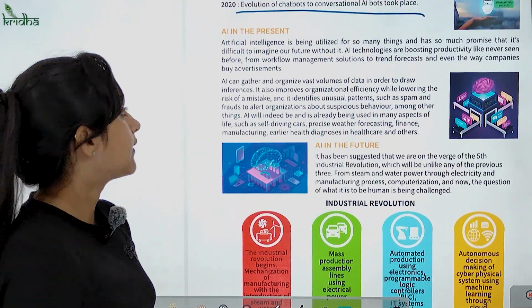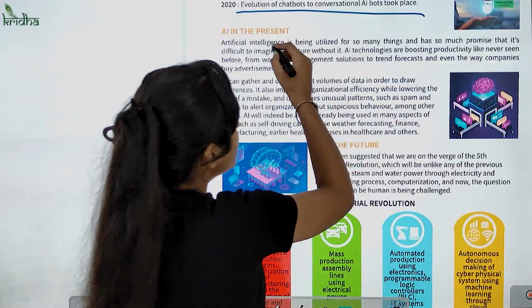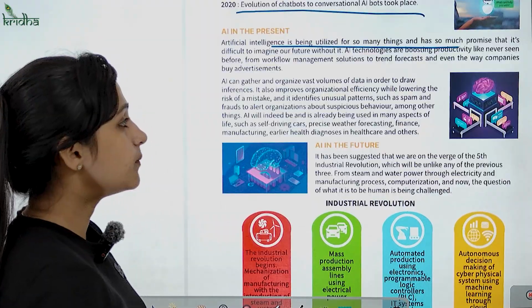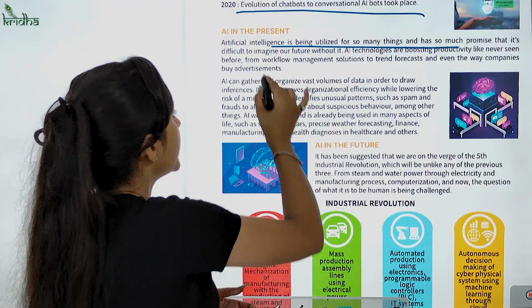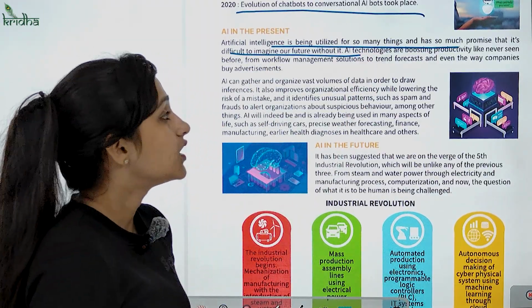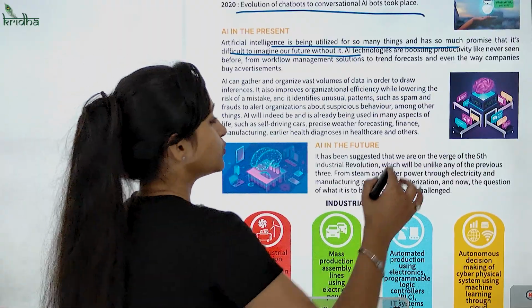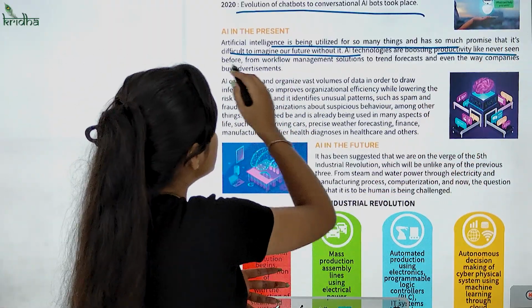अब AI क्या कर रहा है? Artificial intelligence is being utilized for so many things. बहुत सारी चीजों के लिए हम यूज करते हैं, and so much promises that it's difficult to imagine our future without it. हम AI के बिना अपना फ्यूचर इमेजिन ही नहीं कर सकते. AI technologies are boosting productivity like never seen before.